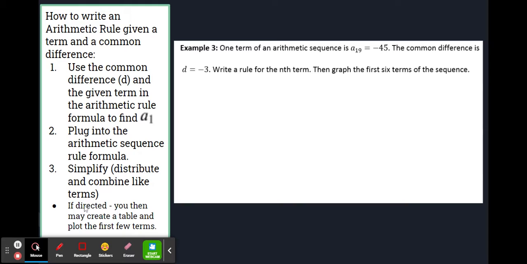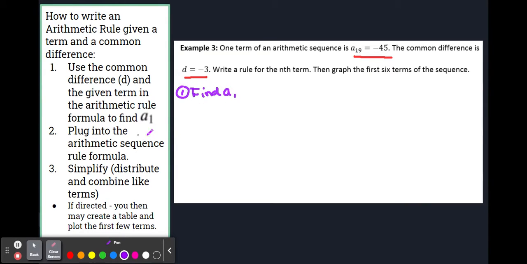All right, next one. What if I'm given a random term and the common difference? Then I've got to do a little bit of work. So here I'm given a sub 19. So I know the 19th term is 45, and I know the common difference is -3. So this is going to be a two-parter. Part 1, I need to find a1. And I have that over here.